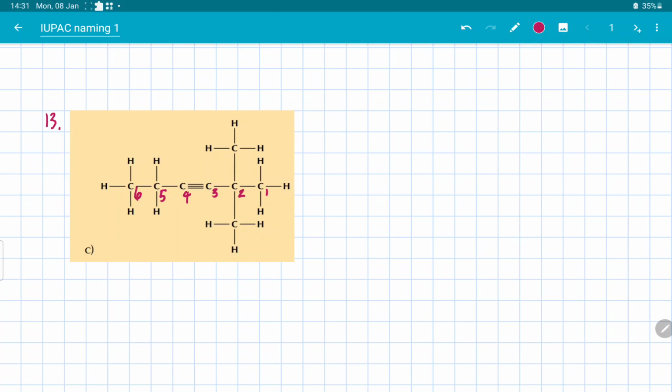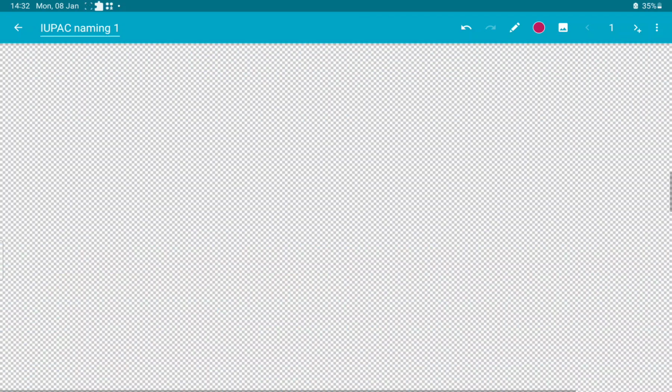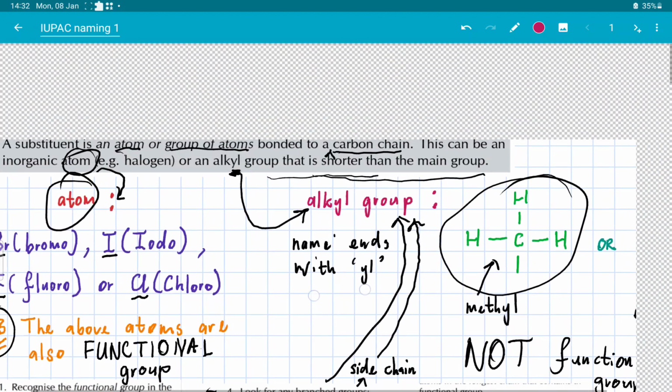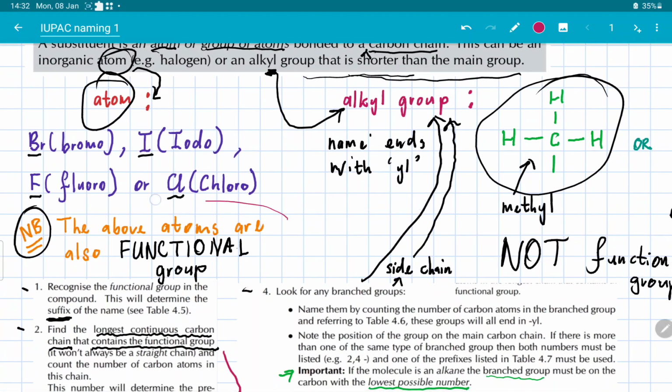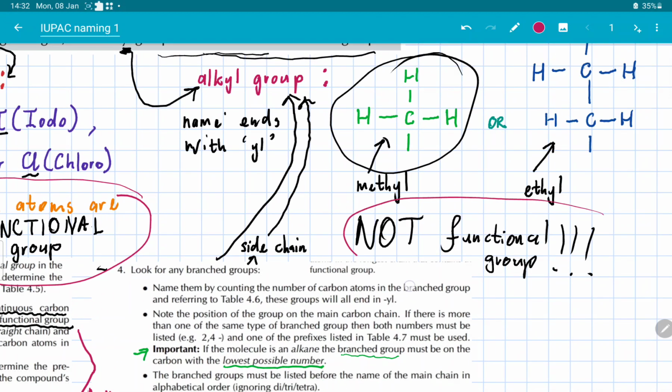And you look at what you must prioritize, remembering that functional groups take priority over alkyl groups. Remember, I emphasize this, these ones are not functional groups.